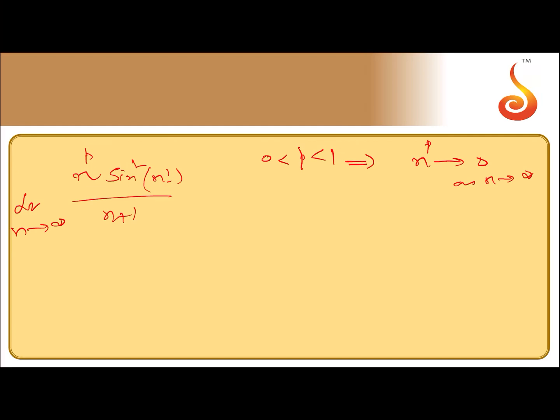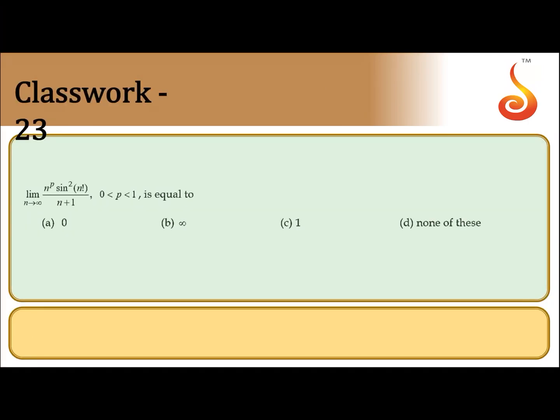And also, the denominator tends to infinity. So something by infinity is 0, therefore the answer is equal to 0, because sine square n factorial is a finite number, a finite value. So the answer is equal to 0.